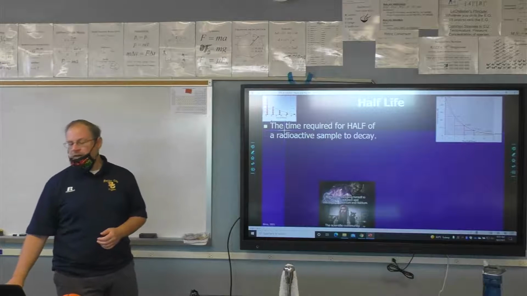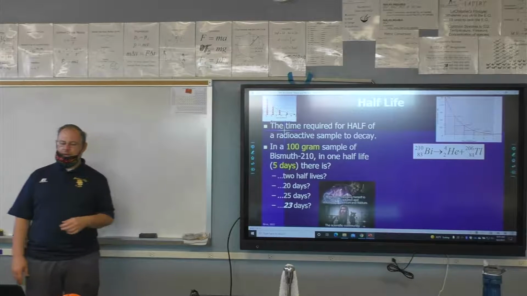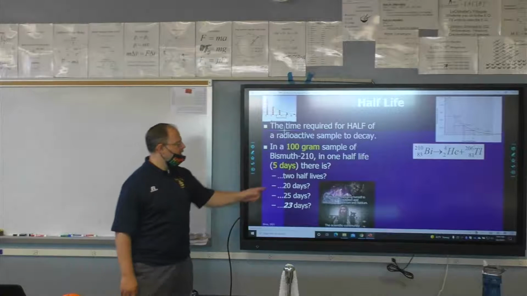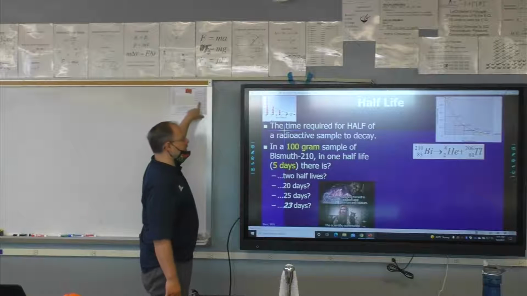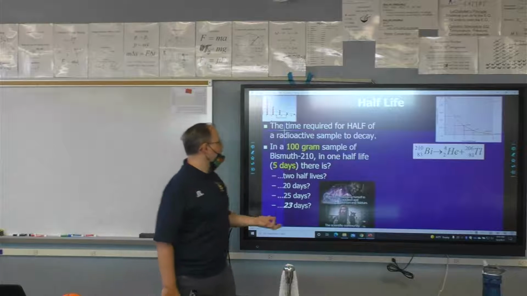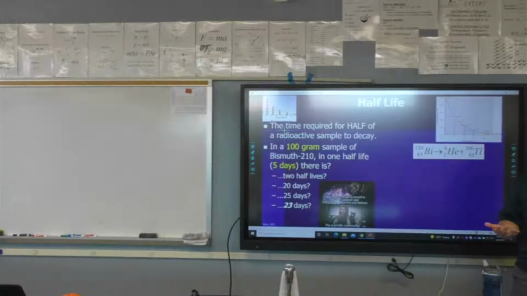So when you look at the half-life of a specific thing, here's a good example. In a 100-gram sample of bismuth-210, again, 210 is the mass, bismuth is atomic number 83. In one half-life, 5 days, how much bismuth do you have left? You can blurt it out if you want. In one half-life, how much do you have left? 50. 50 grams, exactly.